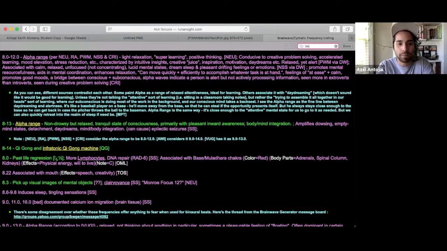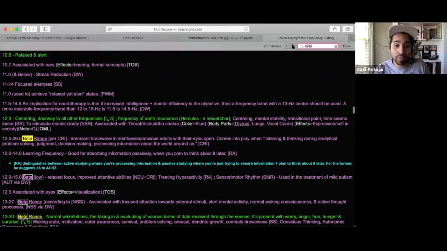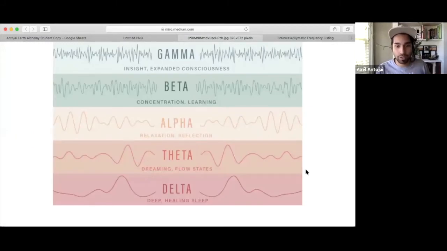So what about beta? Beta's got 25 entries here. It gives attention to where it needs to be given. It's very heavily associated with alpha. It's got an association with endorphins, relaxed focus, improved attentive abilities, helps treating hyperactivity, dominant brainwave when you're alert, anxious, or awake, associated with focus and attention towards external stimuli, normal wakefulness, beta, concentration and learning.